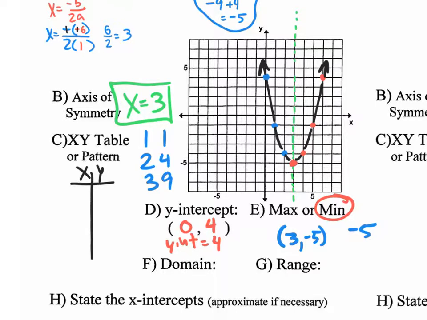The domain should be a free point for everybody. So once again, the domain of any parabola is going to be x equals all real numbers. The range of the parabola is it's either above or below a certain value. In this case, we know that the minimum value is -5. What does that mean? That means that the parabola, the lowest it gets on the y, is -5. So it's at -5 and it's above -5. So what do we say the range is? Y is greater than or equal to -5.